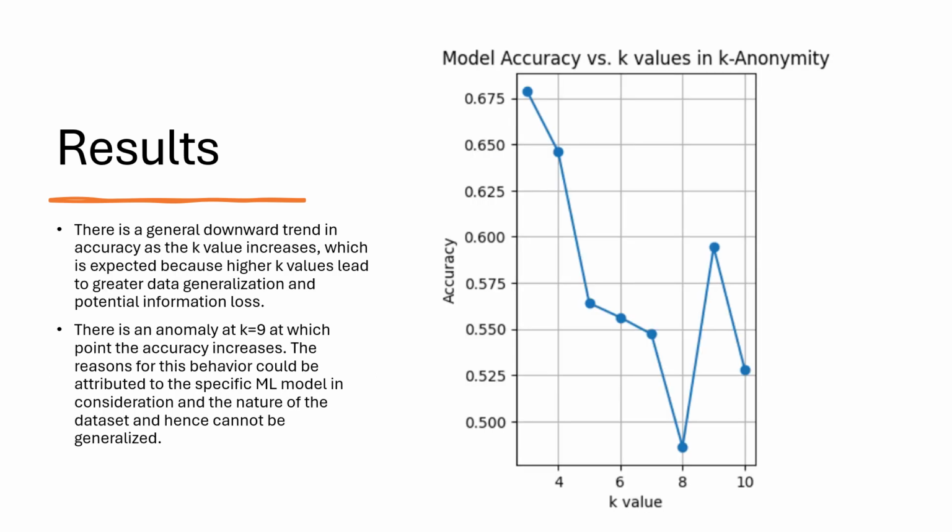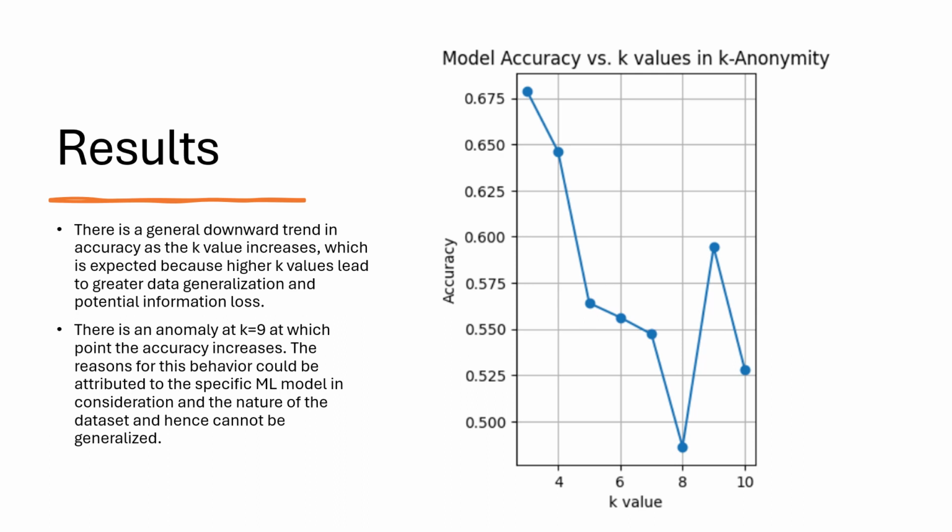This slide presents the outcomes of an experiment where various k values were tested, observing their effect on the model accuracy of the machine learning model. Generally, there is a noticeable downward trend in model accuracy as the k-value increases. This is anticipated as higher k-values correspond to more generalized data, which can result in the loss of informative details.